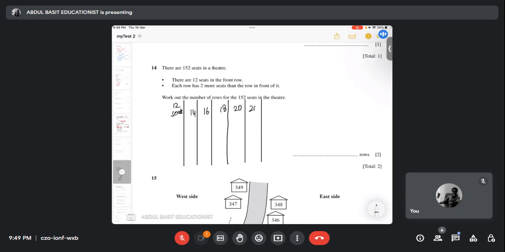चेक करें जरा, ये 152 से ऊपर ना चले जाएं किधर हम लोग. 22, यहाँ पे 22 लिखना था. चेक करें कितने हो गए हैं. 12 plus 14 plus 16 plus 18 plus 20 plus 22. कितने हो गए?